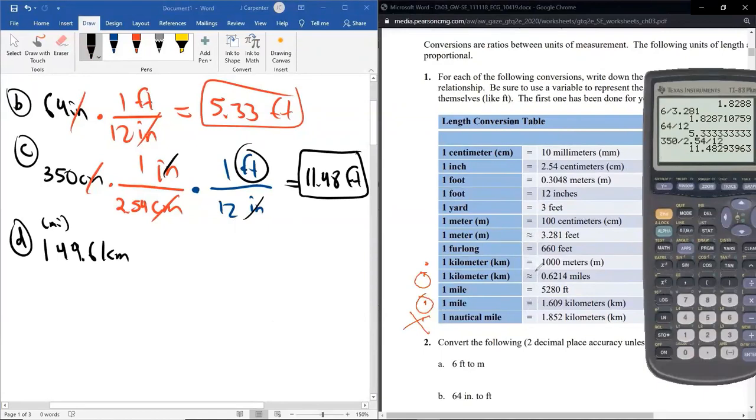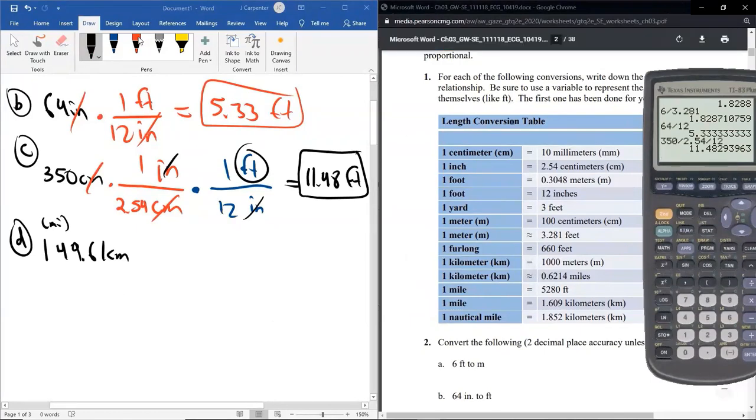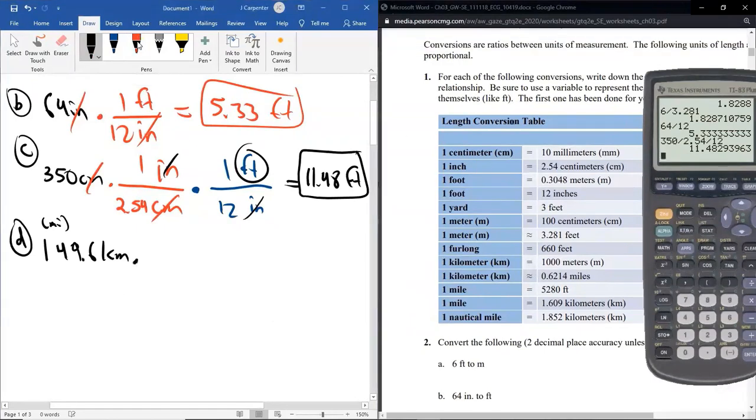I'm going to choose to use the top one, no reason, I'm just going to use the top one. That's the one I saw first. So this is the one I'm going to use. That 1 kilometer is 0.6214 miles. If you don't believe me that they work both ways, do the other one. I know I hit red.